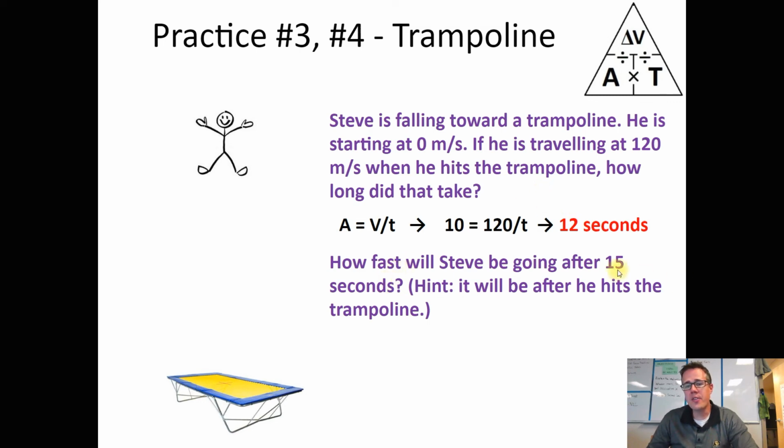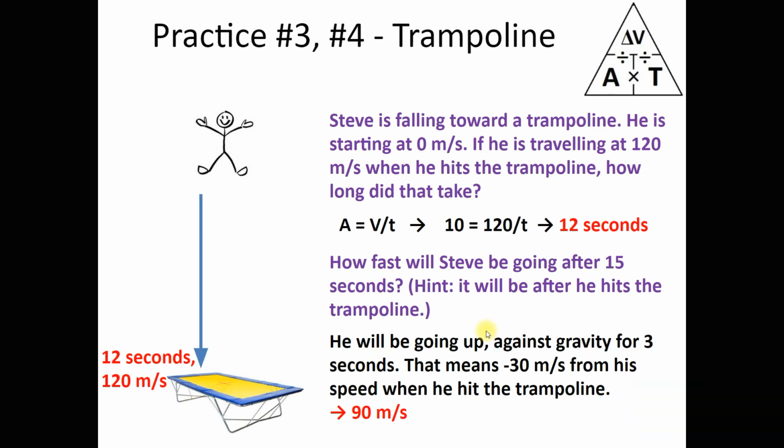At 15 seconds, this is basically 3 seconds later, we're assuming that he hit the trampoline and shot right back up. Well, when he starts going back up, gravity is now going to be reducing his velocity. So he was going 120 when he hit the trampoline. Now he's going back up, and he's going against gravity. We're going to take away 10 for 3 seconds. That means that he was going 120 when he hit it. 3 seconds later, we reduced by 10 each second. That's 90 meters per second.